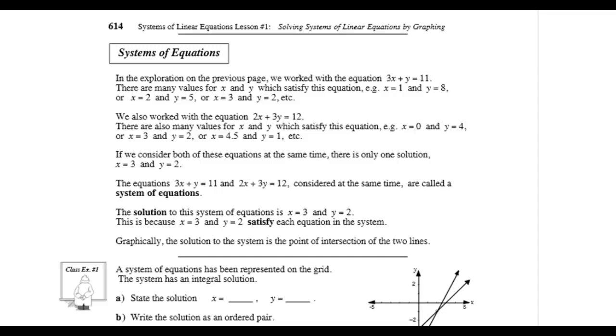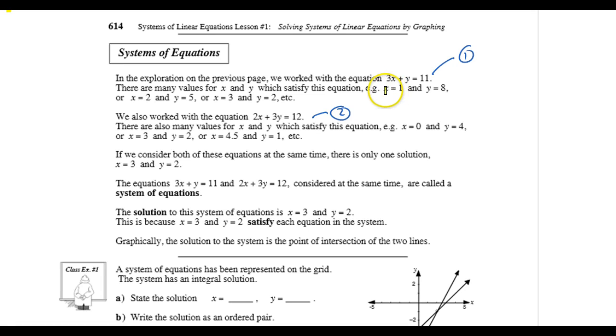Again, we're going to work with those examples from the exploration section, and we have two equations: 3x plus y equals 11, and 2x plus 3y equals 12. If we look at these equations individually, they're going to have many solutions, and as a matter of fact, they're both going to have an infinite number of solutions.